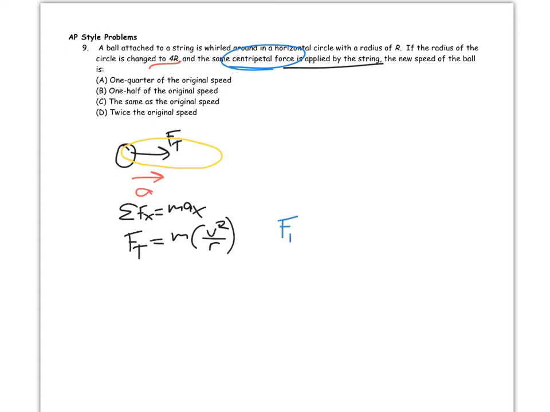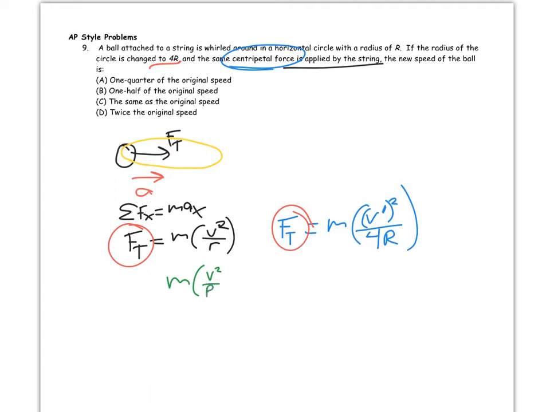My new equation, Ft stays the same. The mass of the object stays the same. My velocity changes, so I'm going to call this v prime squared, and my radius is now 4r. Simple way to combine these, I see that they're both equal to Ft, so I'm just going to go ahead and set them equal to each other. So I have m times v squared over R, we'll change it to a capital R because that was my initial radius, equals m times v prime squared over 4R.